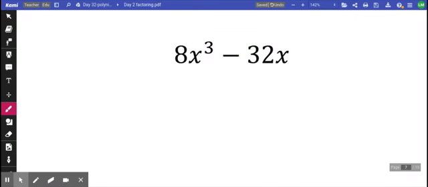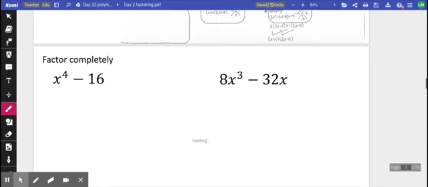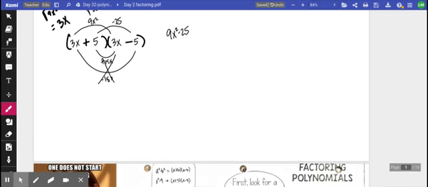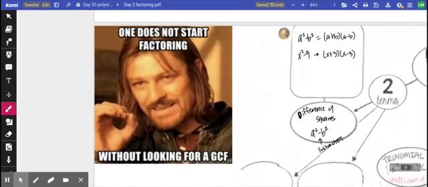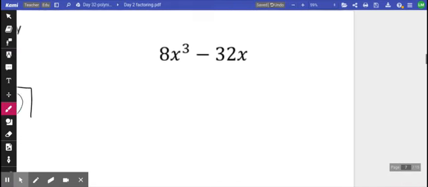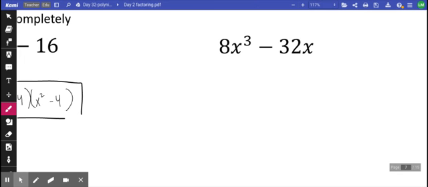All right, 8x to the third minus 32x. Now, 8 and 32 weren't on my table at all. I don't see those as perfect squares. But here's the thing, let's take a look for a GCF. Sometimes our patterns are hidden until we take out a GCF. I can pull out an 8 from 32 because 32 is divisible by 8. So I'm going to pull out an 8 as a GCF, and then I have 3 x's and 1 x. The most x's I can pull out is just 1 x.